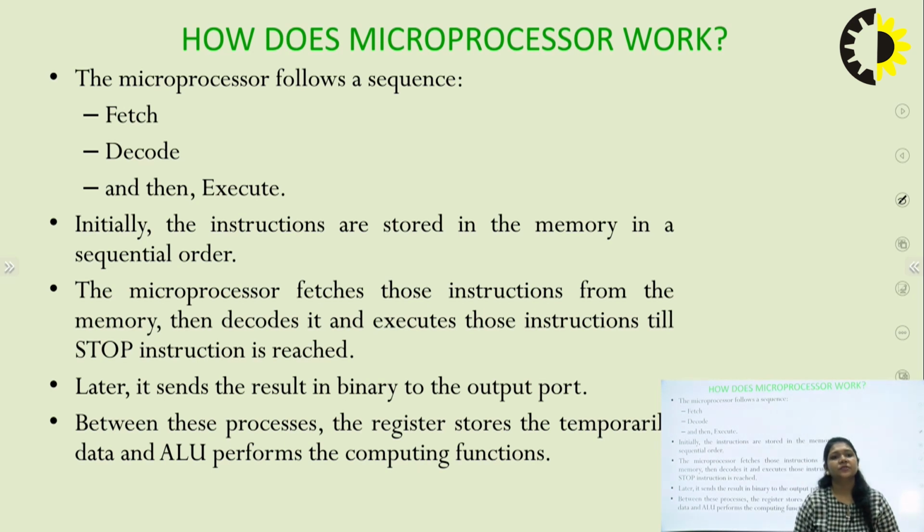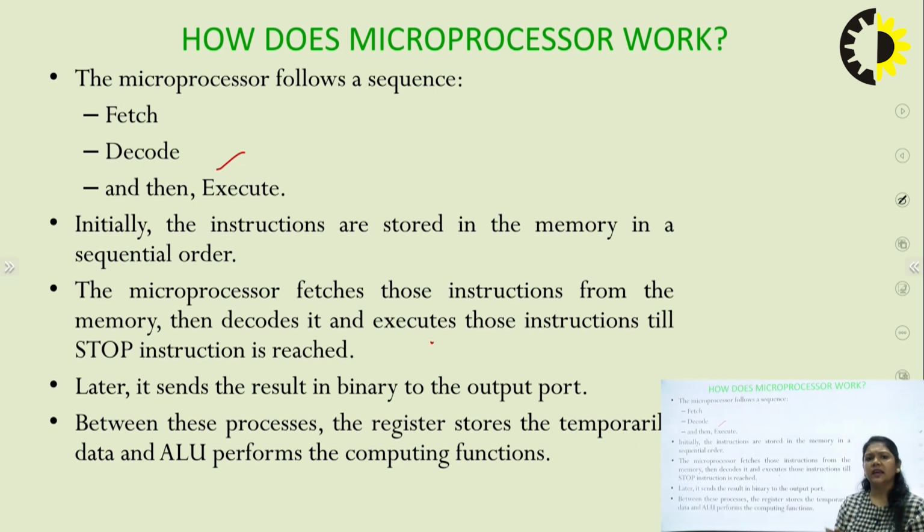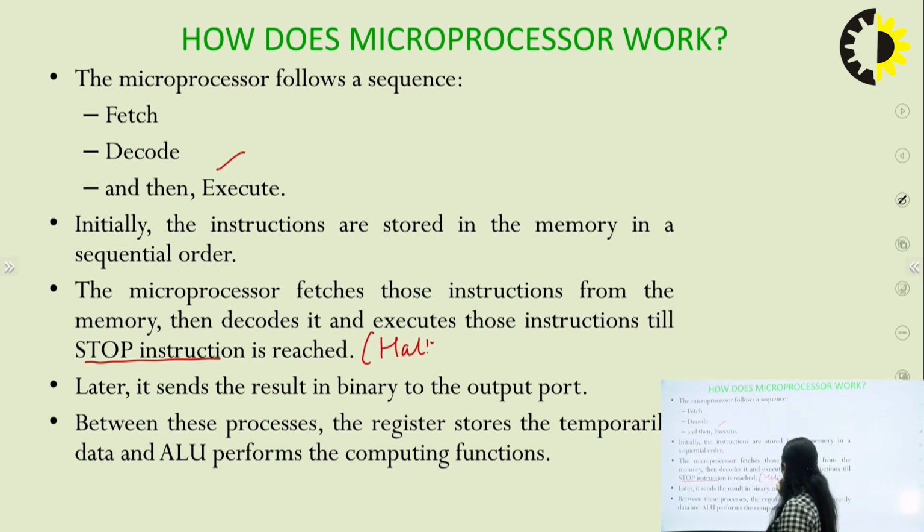Now how does the microprocessor work? The microprocessor simply follows 3 steps: the first one is fetch, it will fetch the instruction, then it will decode, and then it will execute. Initially the instructions are stored in the memory in sequential order, and the microprocessor fetches those instructions from the memory, decodes them and executes them until the stop instruction is reached. Halt or stop, they both mean the same.